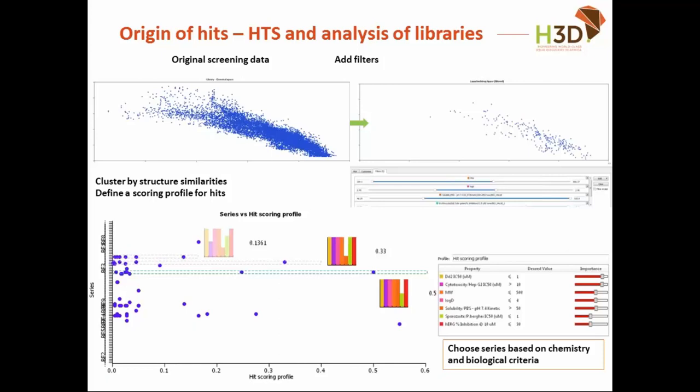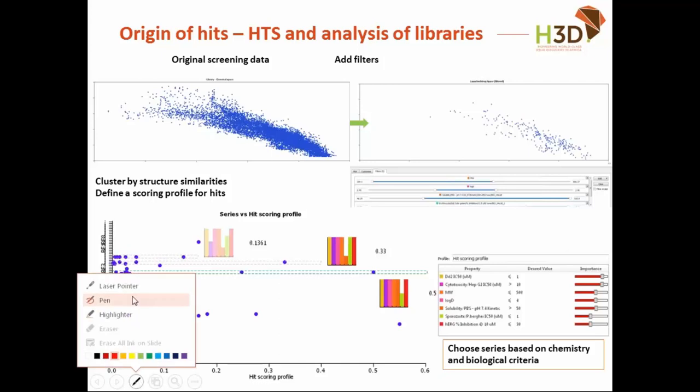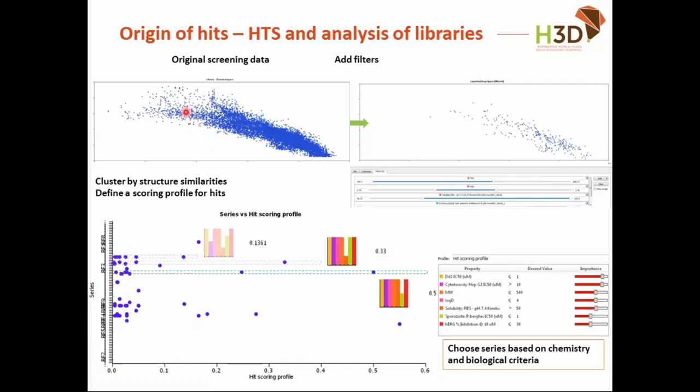So this big cloud here on the top left panel, let me get the pointer, is basically what we get when we get the data set, where each point is a compound, so it can be quite overwhelming at the beginning. Like what do we do with that? Where do we start?